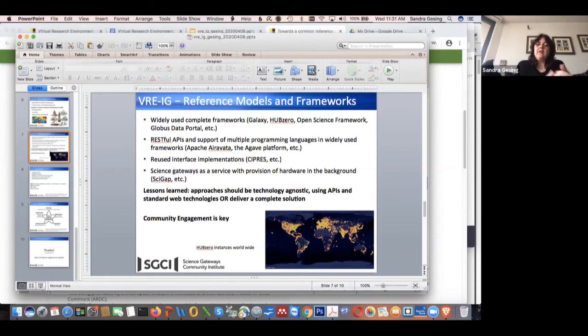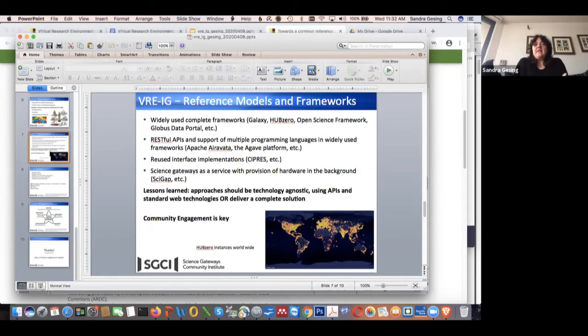So the lesson we learned was that the really successful approaches should be technology agnostic, or use APIs or standard web technology, or deliver the complete solution. That is really where different science gateway frameworks survived and were used mostly. So for example, the picture is from the HubZero instances, which are used worldwide, and it's really worldwide, as you can see. And community engagement is key.